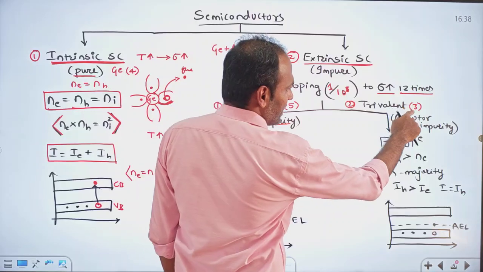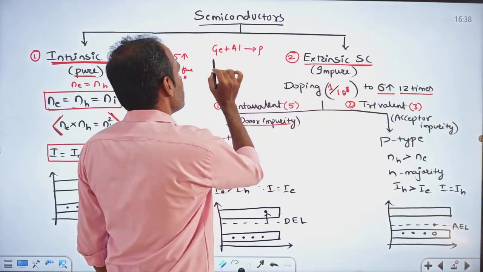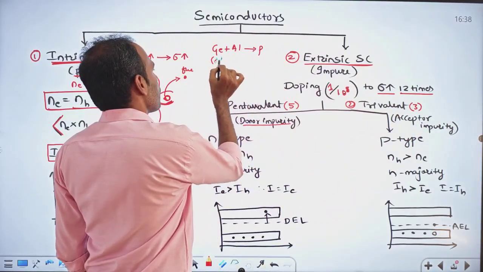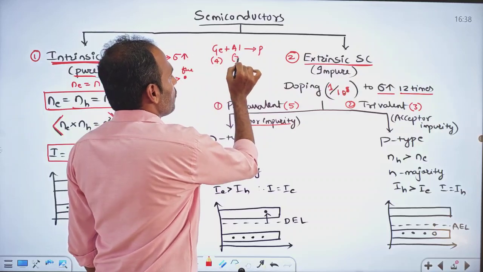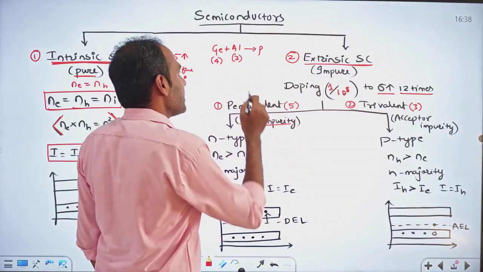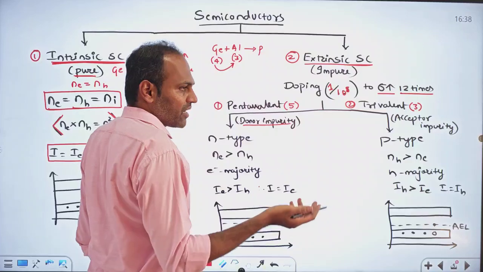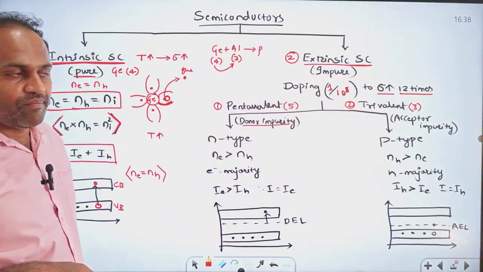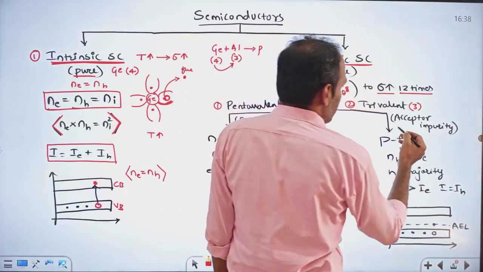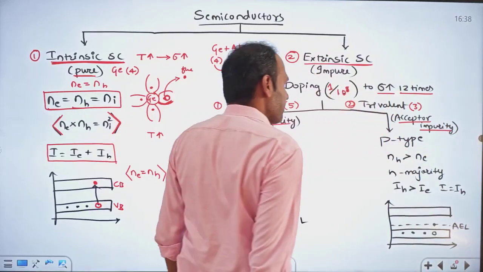Germanium has 4 valence electrons. Aluminum has 3, trivalent. So it will take 1 electron from the germanium. That means it accepts 1 electron from the semiconductor. That's why it is called acceptor impurity. It is called acceptor impurity, right?